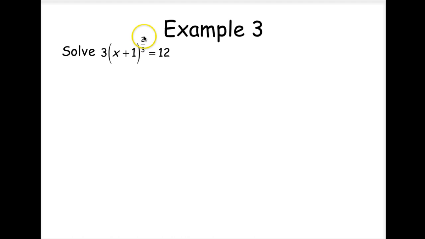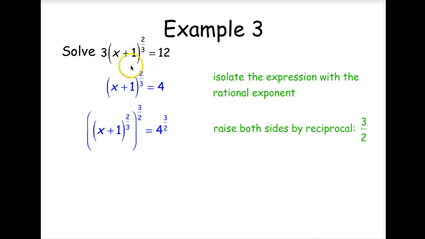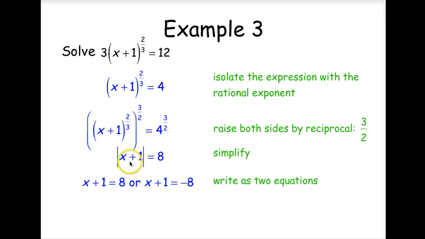Now we have an even number, so let's see what that does. First of all, we isolate the expression. Multiply both sides by the reciprocal. However, because there is an even number, we need to find the absolute value of that expression. So we write two equations, x plus 1 equals 8 or x plus 1 equals negative 8. And we have two answers, either 7 or negative 9. All right, you're ready to begin practice on your own.